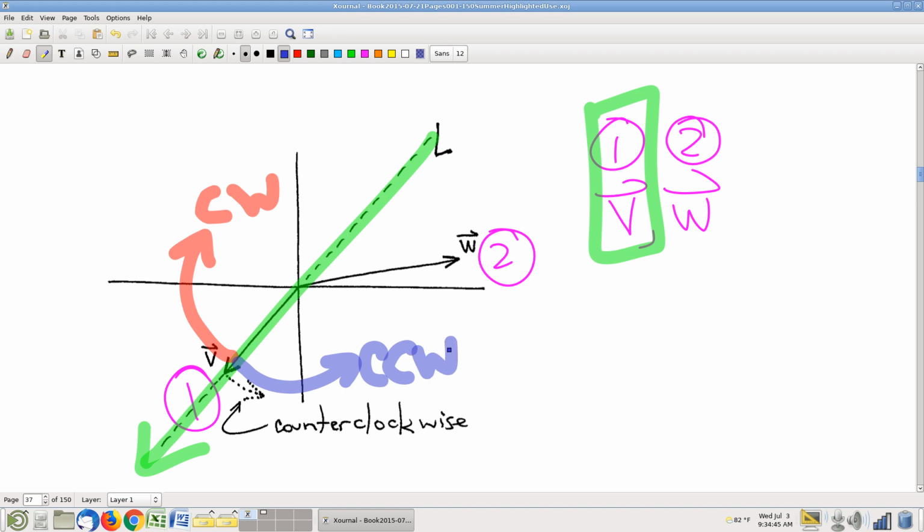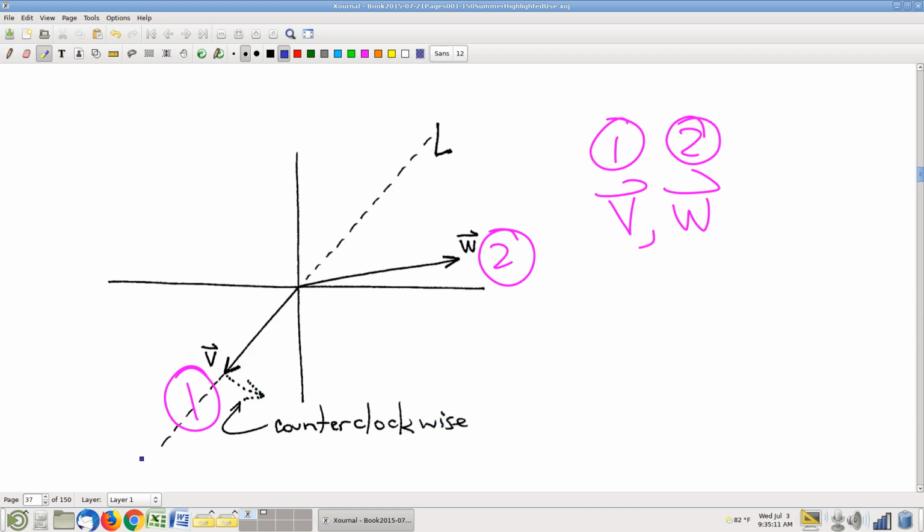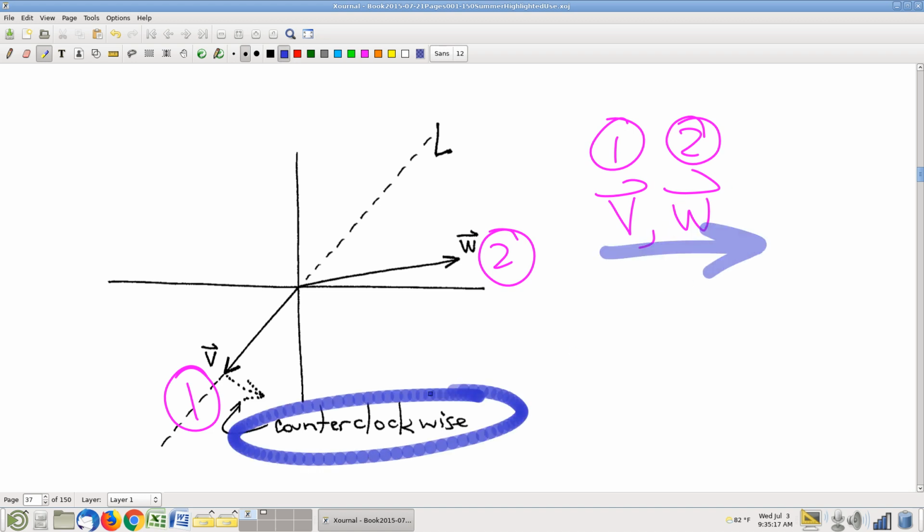So, question, which way would you rotate from the direction defined by that first vector? Which of these would get you to the w vector? And in this case, it's pretty easy to see that the way you get to the second vector is by going counterclockwise. So this listing, v comma w, is a counterclockwise order, because first to second is a counterclockwise rotation. Is everybody on board? Okay.